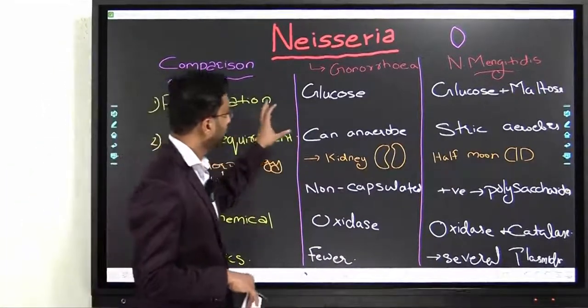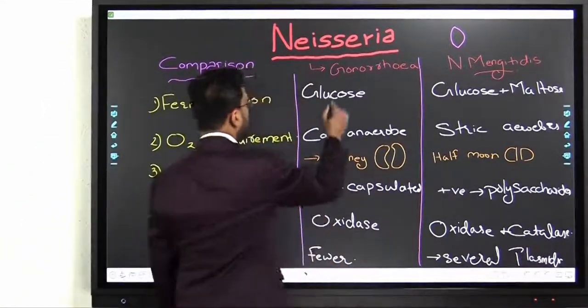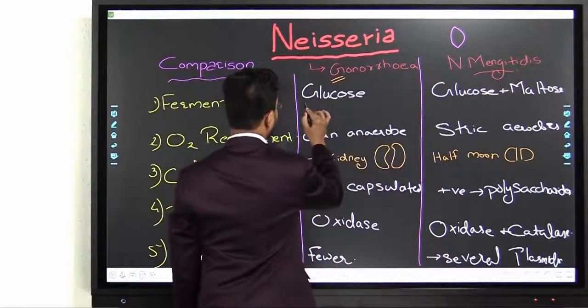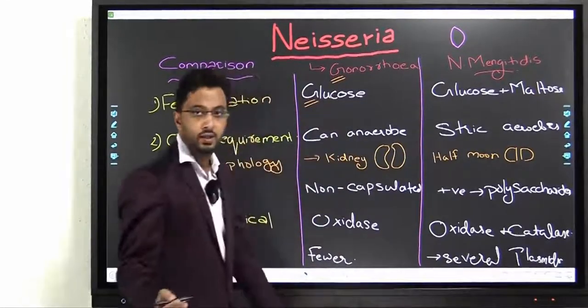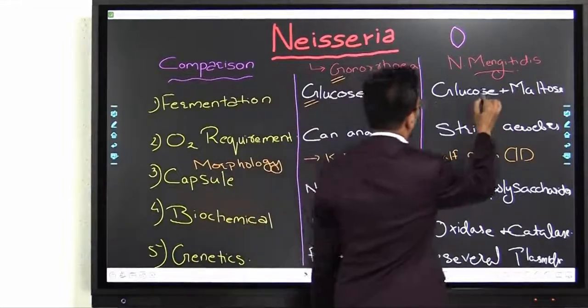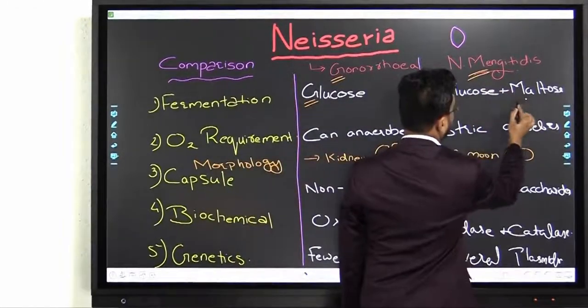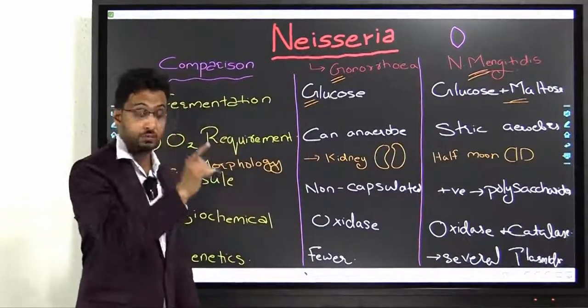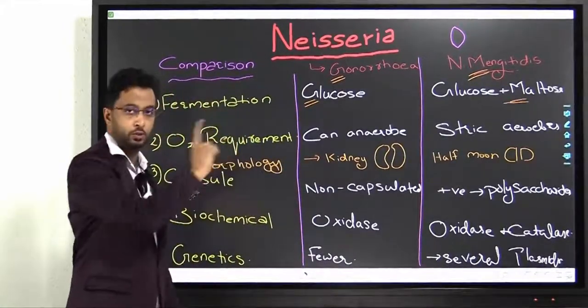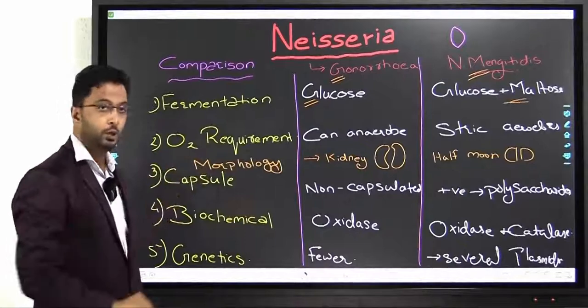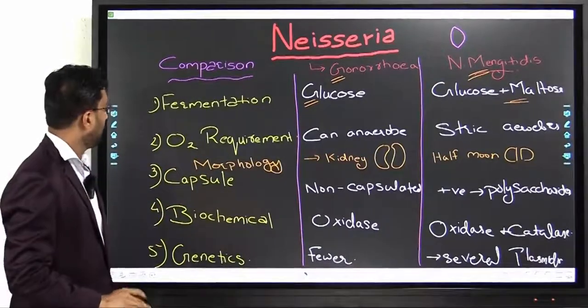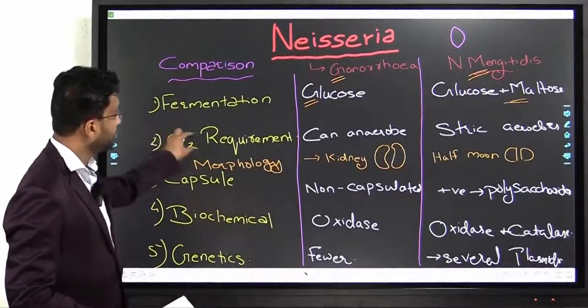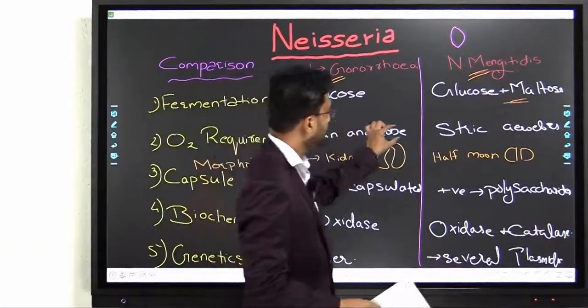So fermentation, glucose and maltose. So you can see here G, isn't it? Glucose, and maltose, and it is M. Isn't it? So remember that is glucose plus maltose. So remember that both ferment glucose. Now, oxygen requirement can be anaerobic, strict aerobe.